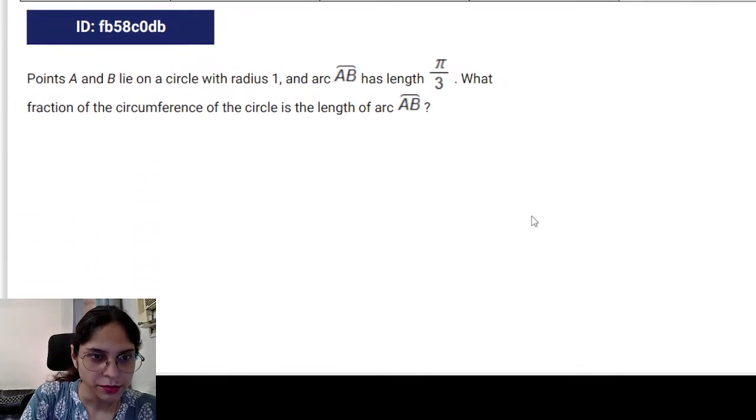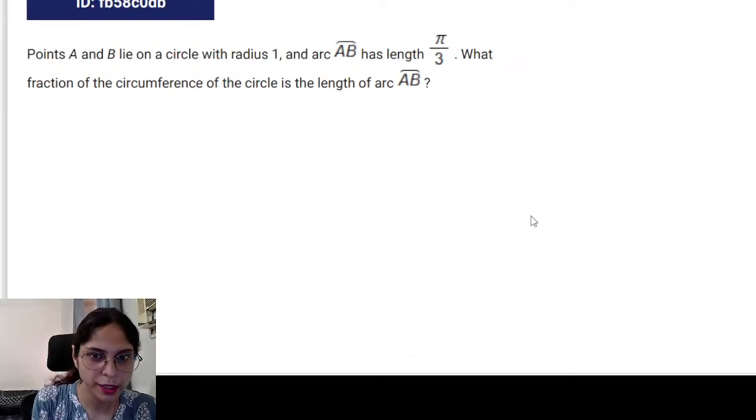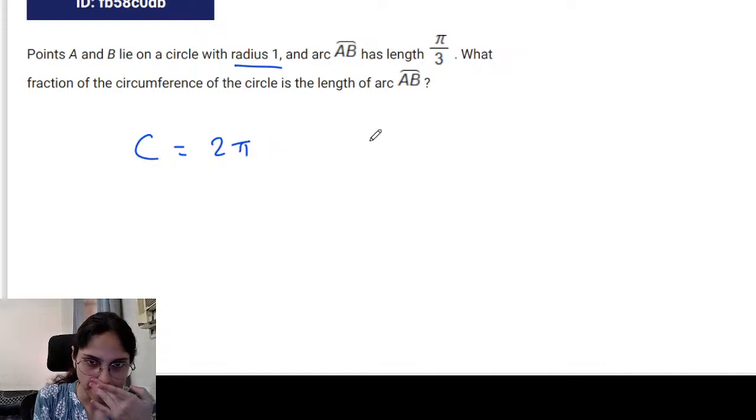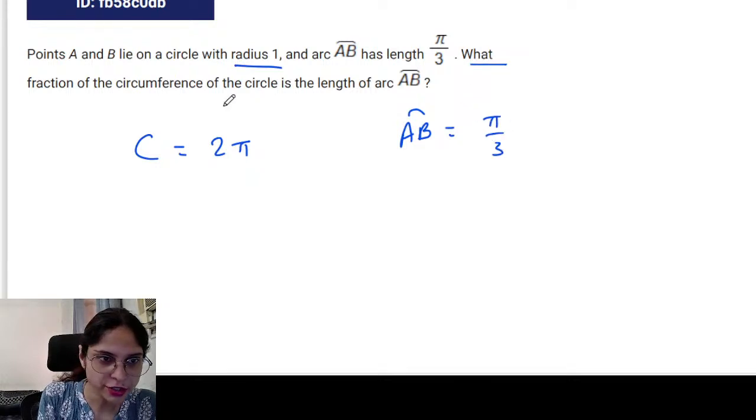Points A and B lie on the circle with radius 1. Arc AB has length pi over 3. What fraction of the circumference of the circle is the length of arc AB? The circle radius is 1, which means the circumference is going to be 2 pi. The arc length is pi over 3.